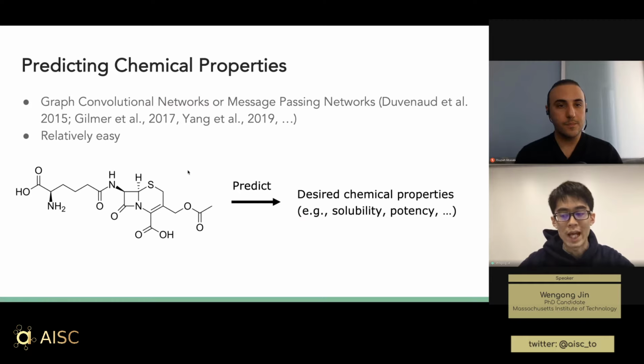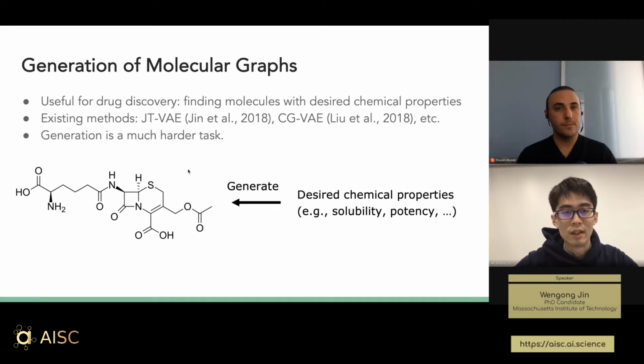There are two important tasks associated with molecules. First is property prediction. Given the input molecular graph, we want to predict its chemical property, such as solubility. This task has been extensively explored recently with the rise of graph convolutional networks, or MPNs, and it is relatively an easy task. Another task is generation of molecular graphs, which is the inverse problem of the property prediction task.